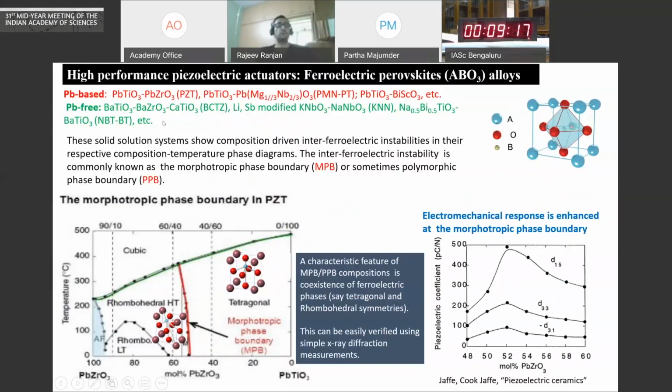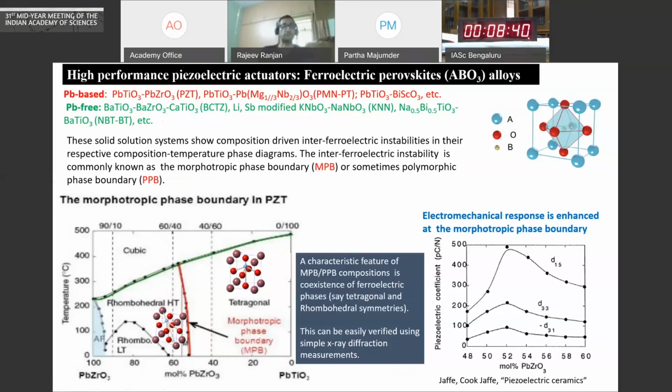Now, looking at the phenomenology, if you look at the phase diagram of any one of these, like this PZT, which is lead zirconate and lead titanate, the phase diagram shows a line called the morphotropic phase boundary, which separates two different ferroelectric crystal structures. So basically, this is a composition and temperature-induced interferroelectric instability. For example, here you have a tetragonal phase with the polarization along the c-axis, and on the other side you have a rhombohedral phase with the polarization along the body diagonal of that unit cell, as you can see.